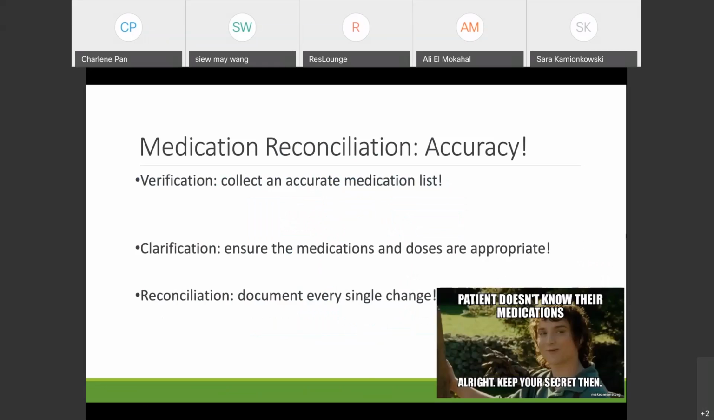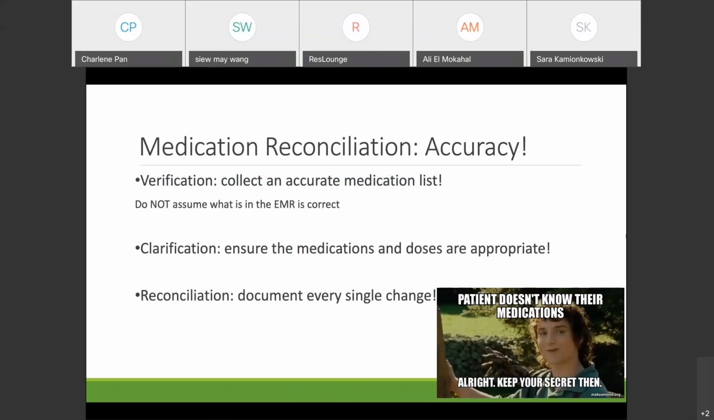So for medication reconciliation, accuracy is key. You need to verify, so you collect an accurate medication list. What's in the EMR is not always right, okay? They might be seen at different hospitals. They might not have followed up for years.